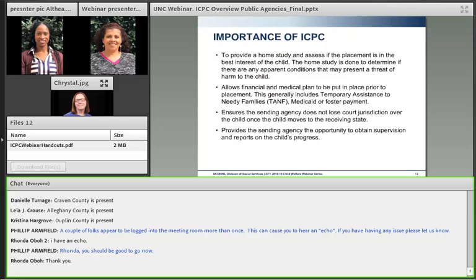So, the importance of ICPC. ICPC provides a home assessment that determines that the placement is safe and in the best interest of the child. It ensures that an appropriate financial and medical plan is in place to meet the needs of the child prior to the placement. And also, when a child is placed, the sending agency provides supervision and reports on the child's progress.